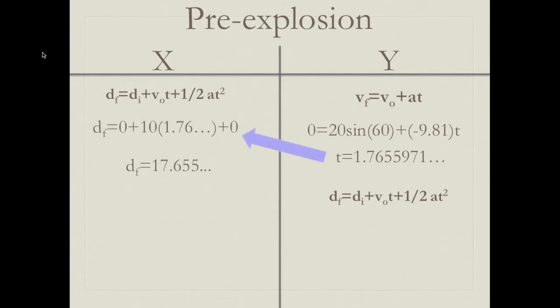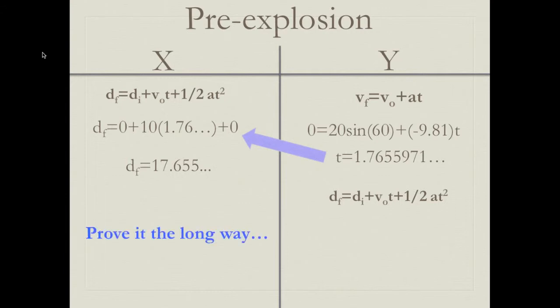Alright, we're going to take the time and transfer it over to the x direction. We have a d initial in the x direction of 0, a v0 of 10. The time is that big long decimal. And then we have 0 for the last part of the equation because there is no acceleration, so that cancels it all out. We have a distance final of 17.655, etc. Leave that as a decimal because you will need it later. Do not round it off.